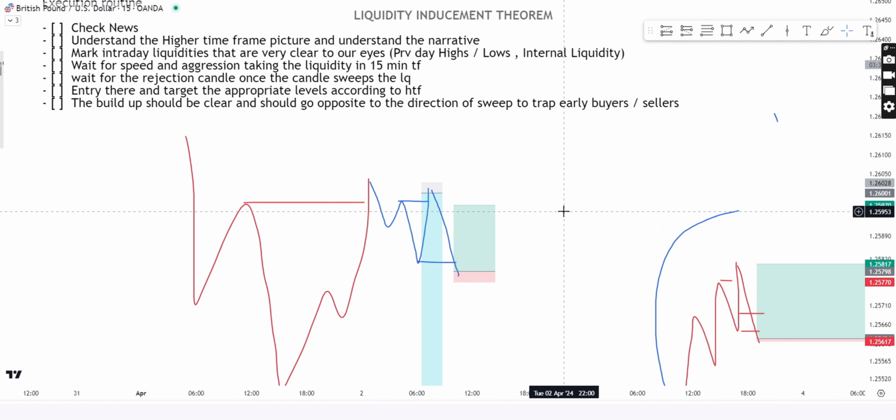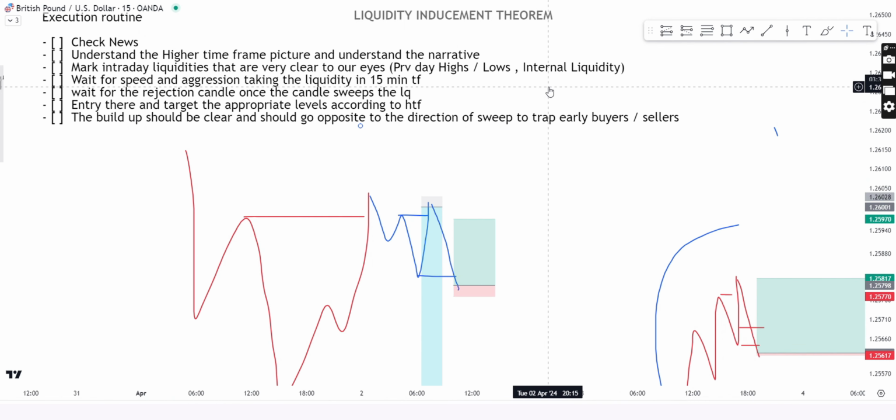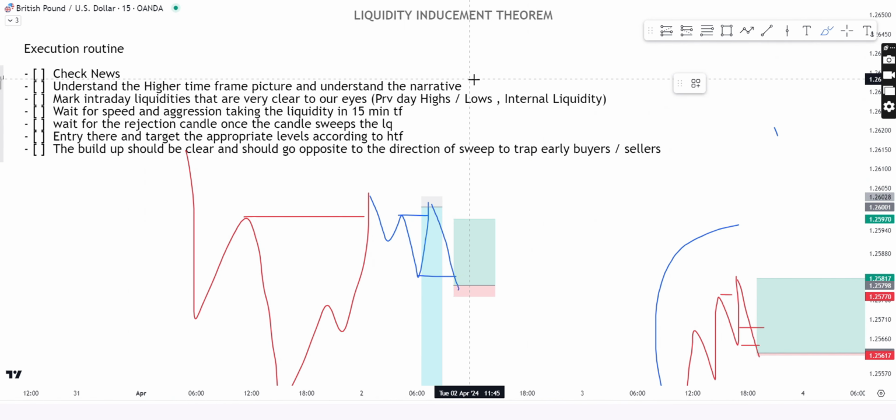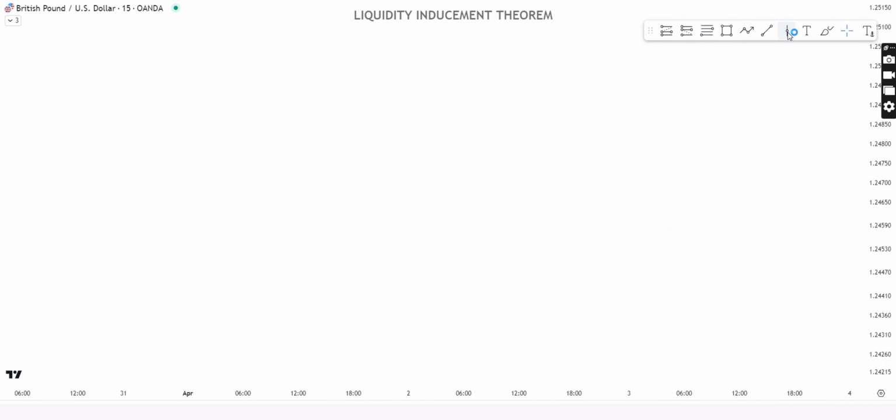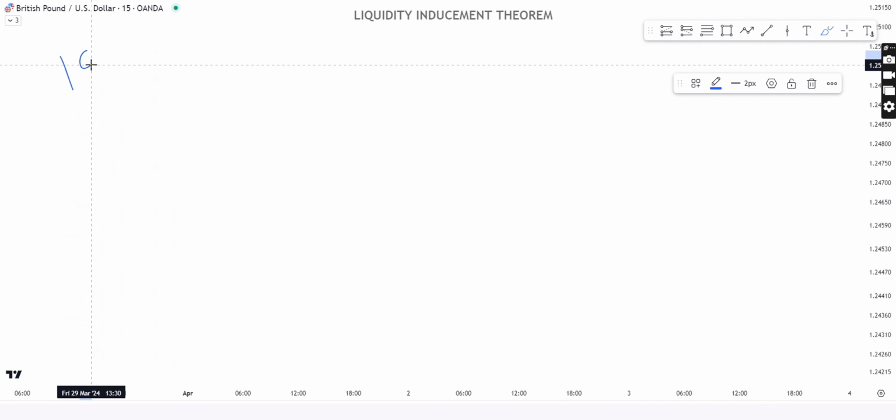So this is a very, very important topic, and this is how we identify and understand what the higher time frame picture is. So next thing, mark intraday liquidities that are very, very clear to your eyes. Previous day's highs or previous day's lows or internal liquidity. So what are the internal liquidities? For the internal liquidities, you should watch all the price observations in the 15 minutes time frame.